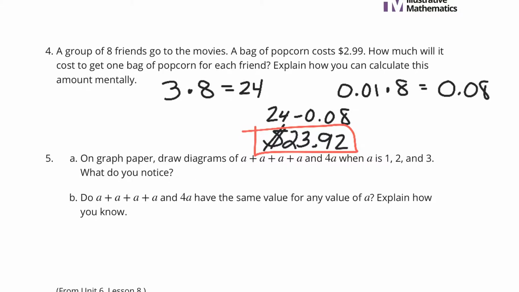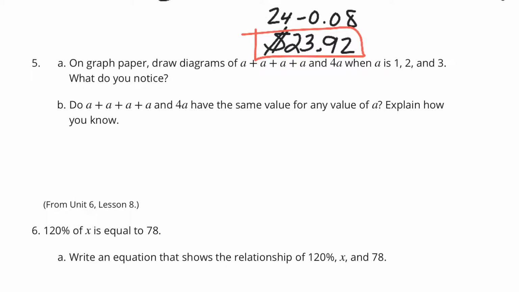Now this is going to be a challenge for this one because it says on graph paper draw diagrams of A plus A plus A plus A and 4A when A is 1, 2, and 3. What do you notice? Well, I'll sketch some of this out for us. So if we have just A plus A plus A plus A, that's A plus A plus A plus A when A is equal to 1. And then 4A, 1, 2, 3, 4. Okay, when A is equal to 1, they seem to be the same thing.